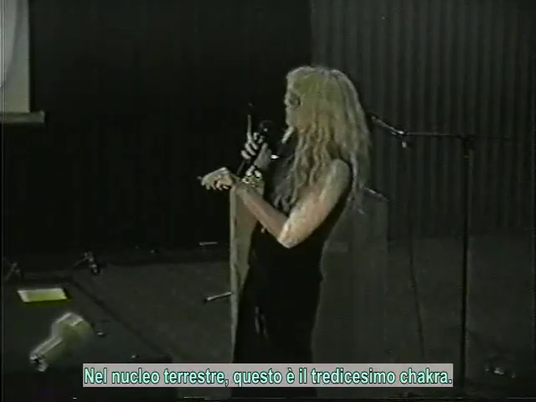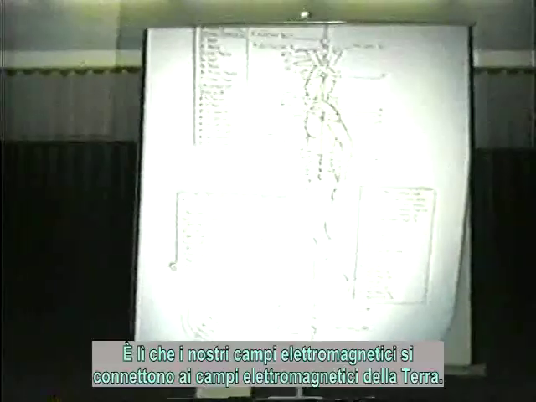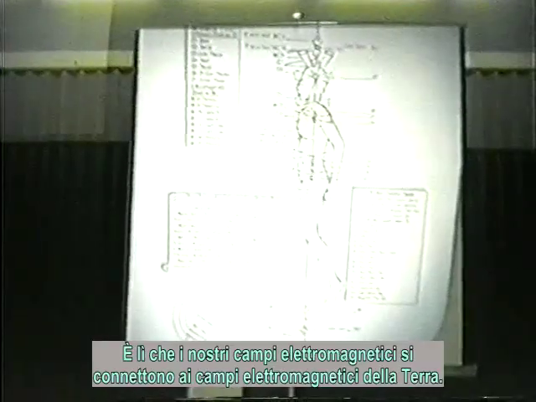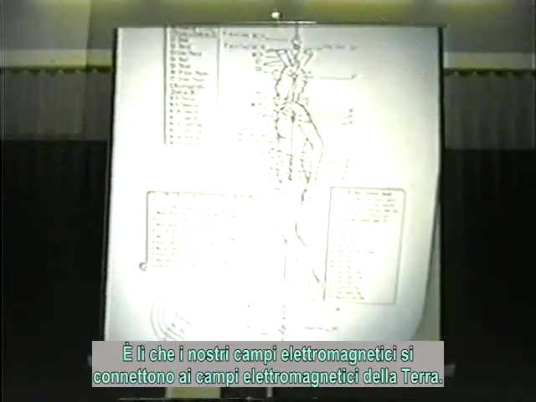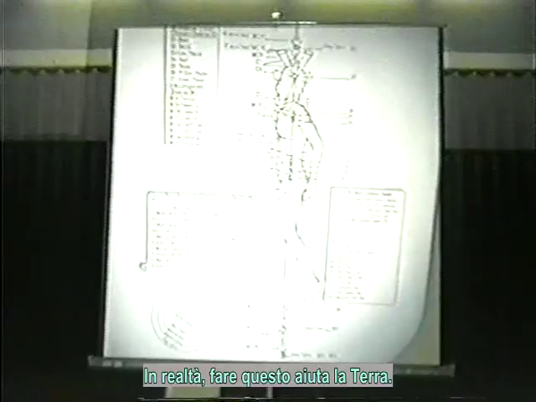In Earth core here, this is the 13th chakra. It's called the Earth core chakra. That's where our electromagnetic fields connect to the Earth's electromagnetic fields. When we're running the Maharic seal, we're opening that chakra, and we're connecting with the scalar grids of the planet, temporarily throwing some energy down there to activate the Earth grids a little bit, and then drawing that energy back up to activate more things in our own bodies. It's a natural process. It actually helps the Earth when we do this, so we're not taking something or doing a violation to the Earth by taking those energies.